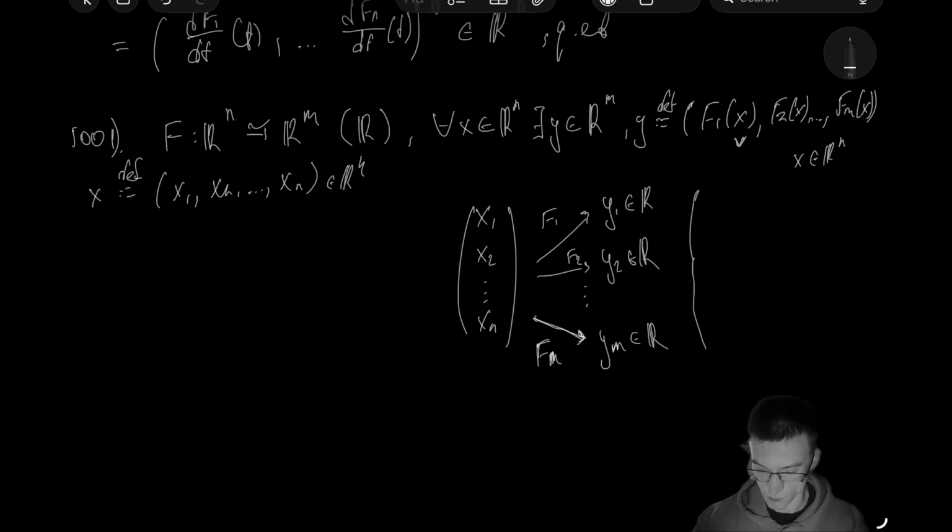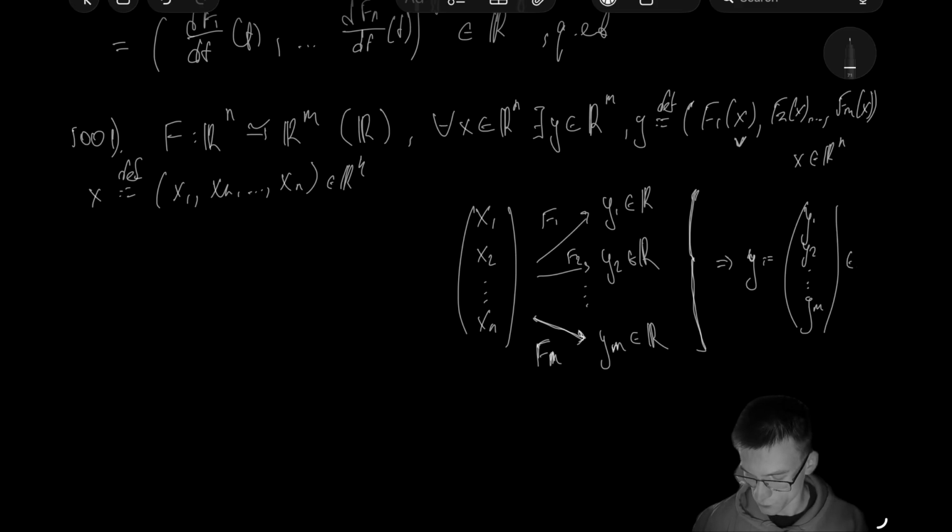And what is the result? Which results in the vector y, which is defined as follows: y1, y2 until ym, which belongs to the hyperspace Rm over the field of real numbers. Cool, so this is a little bit more interesting.